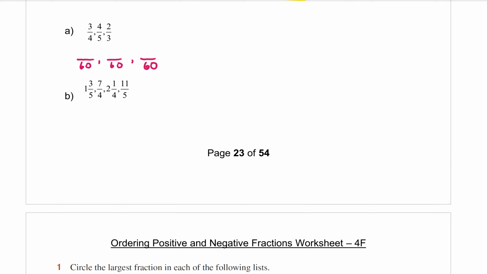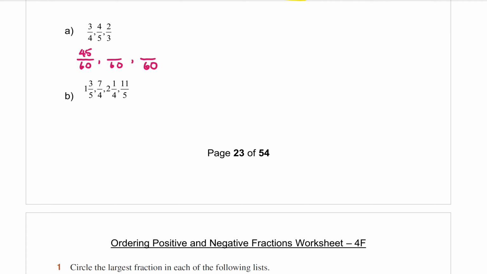Okay, so this first fraction, the 3 over 4, has been multiplied by the 5 and the 3, which is 15. I've multiplied by 15. So that means I need to multiply the 3 by 15. 3 times 15 is 45.